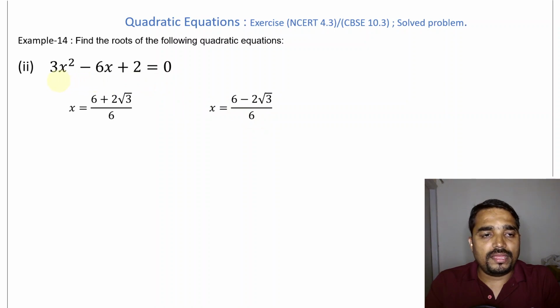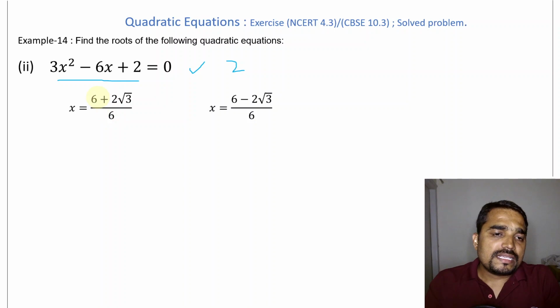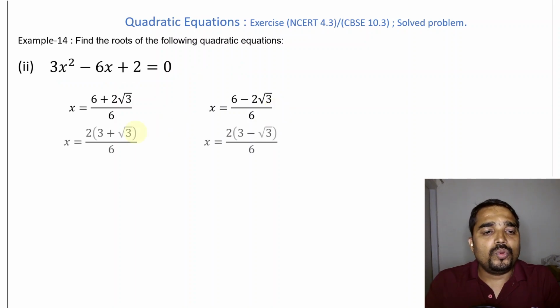Because it is a quadratic equation, it can have maximum 2 number of roots. Those 2 roots are what we are getting here. Now, because we see 6 here, 2 here divided by 6, now this has 2 as a common factor in both numerator and denominator. Similarly, in the other value of x also. Now let us take 2 as a common factor. If we take 2 as a common factor, then we would be left with 2 into 3 plus root 3 whole divided by 6, and in the second root 2 into 3 minus root 3 whole divided by 6.